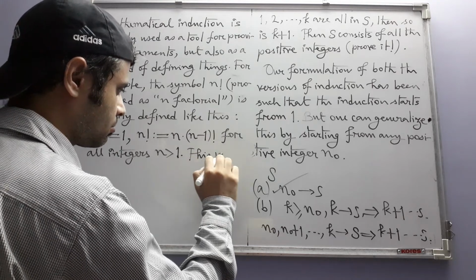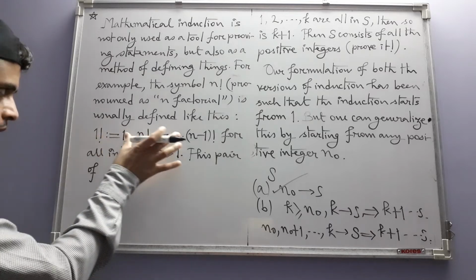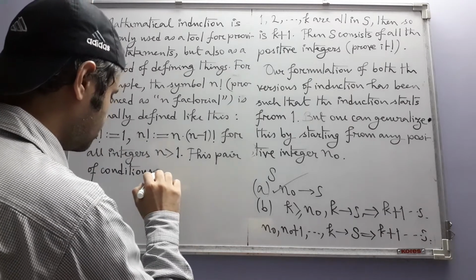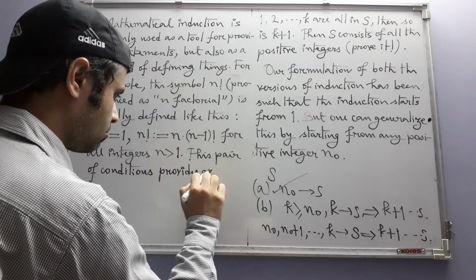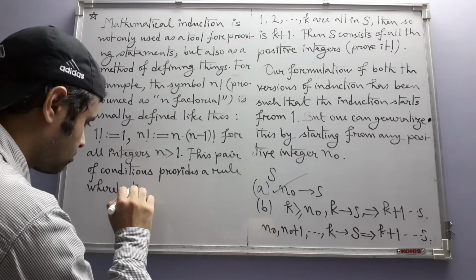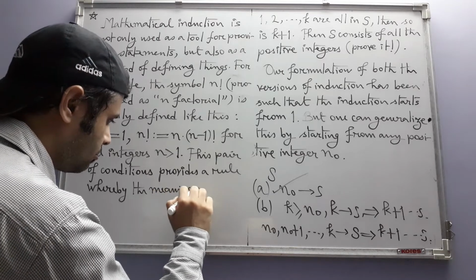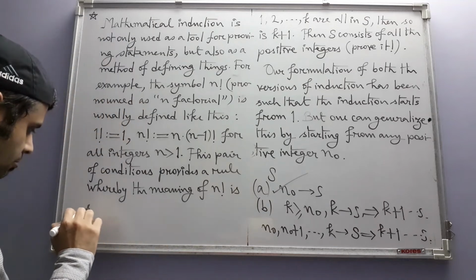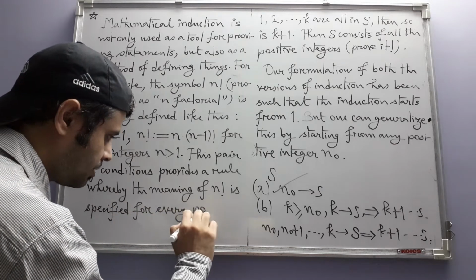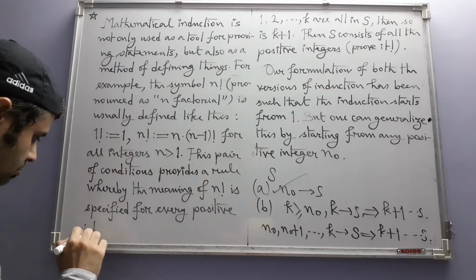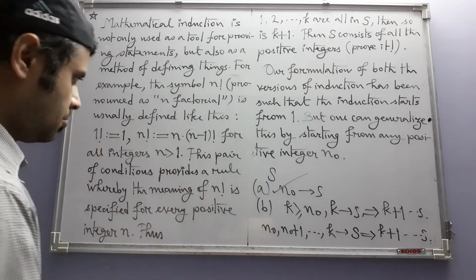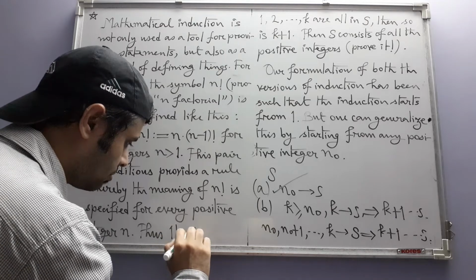This pair of conditions, that means this is one condition, this is another condition, provides a rule whereby the meaning of n factorial is specified for every positive integer n. Thus, for example, 1 factorial is already by definition 1.